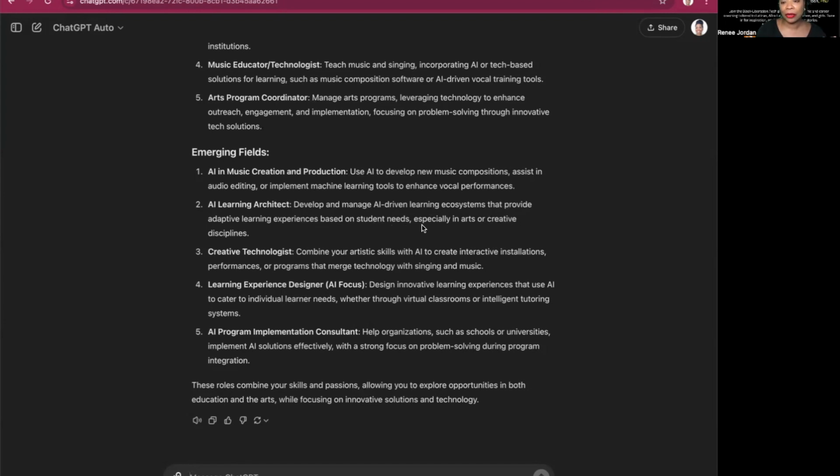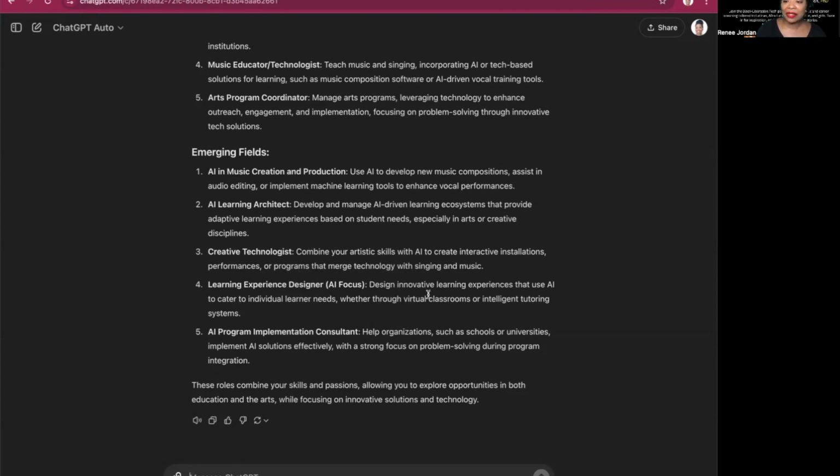This is important. This is why we need educators. This is why we need people who work in counseling services, in special education. This is why we need people from various backgrounds involved when we're talking about AI, especially in arts or creative disciplines. Creative technologists, combine your artistic skills with AI to create interactive installations, performances, or programs that merge technology with singing and music. Learning experience designer, AI focus.